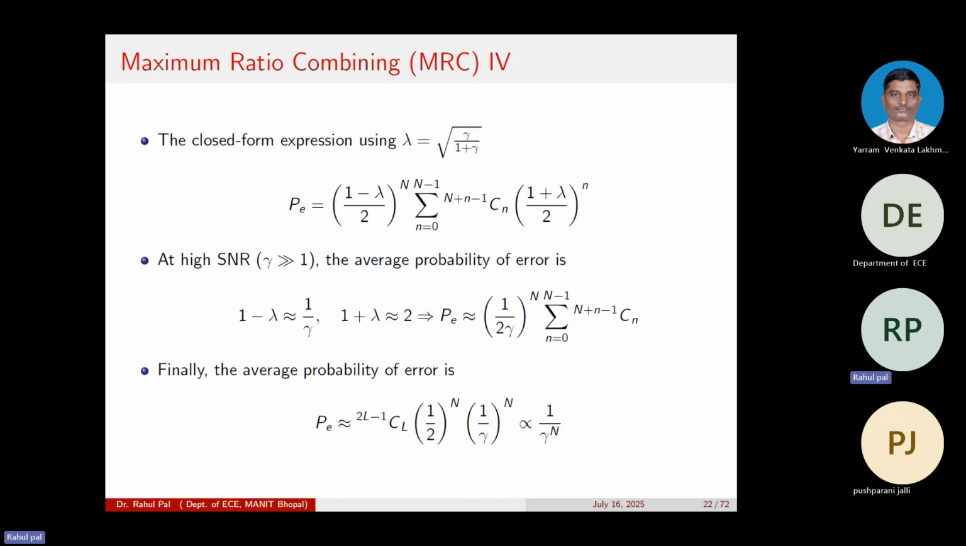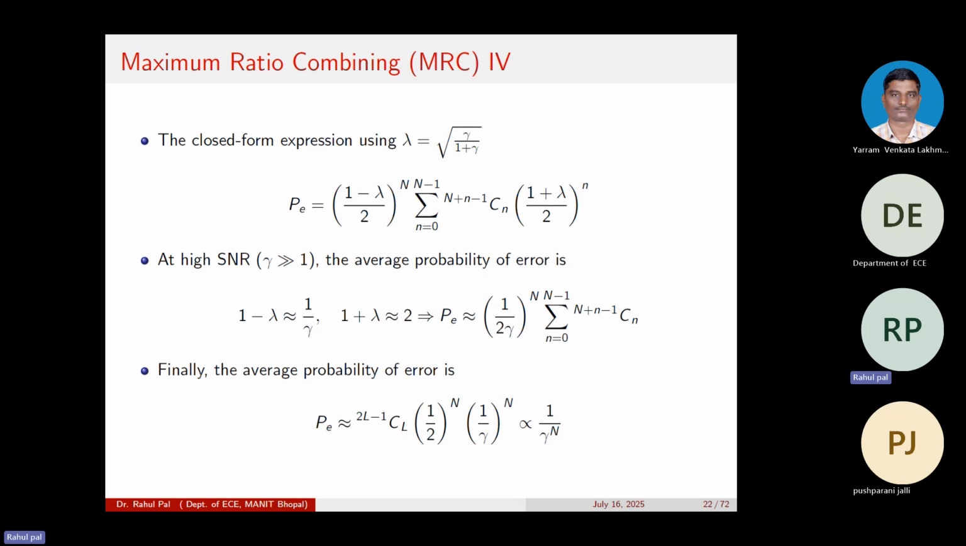Now we can simplify it further by considering high SNR. When you consider high SNR, lambda equals the square root of gamma over 1 plus gamma. So 1 minus lambda is approximated as 1 by gamma when gamma is much greater than 1, which means the signal to noise ratio is very high. Now 1 plus gamma is approximated accordingly, and finally we get this expression for the probability of error.